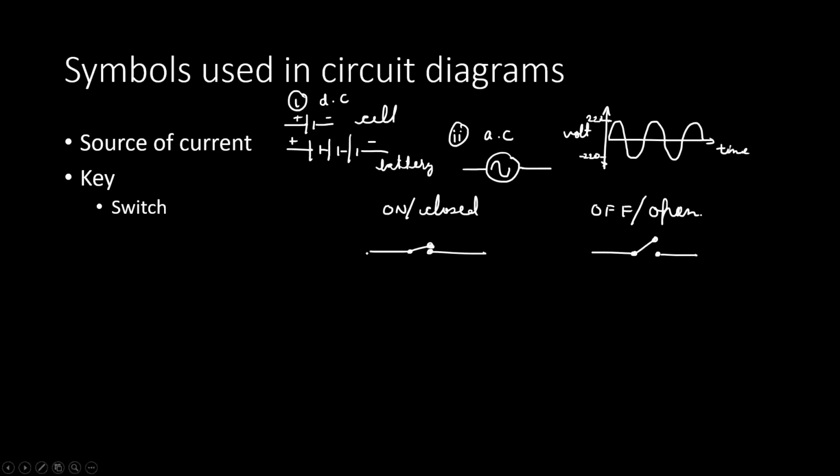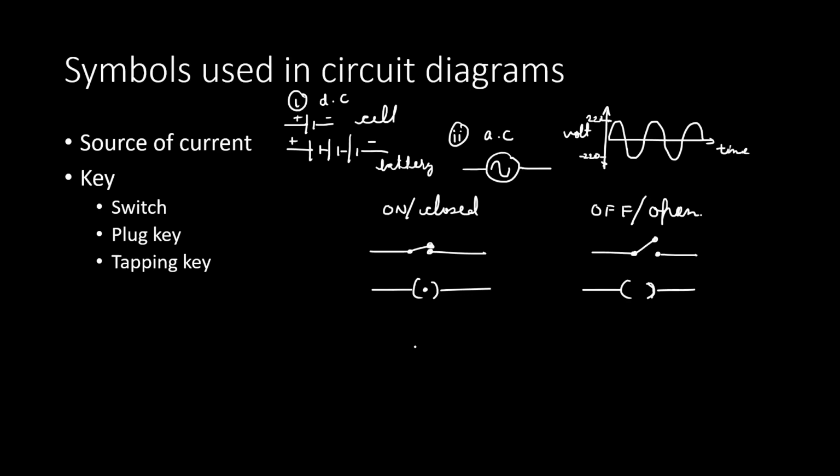So a closed switch and an open switch are denoted this way. Okay. The next thing is a plug key. A plug key is denoted in this fashion, which is on. There is a dot. And over here, there is nothing. So that means it is open or the current is off. Tapping key. This is how you show a tapping key, which is closed. And this is a tapping key, which is open. There is no contact.